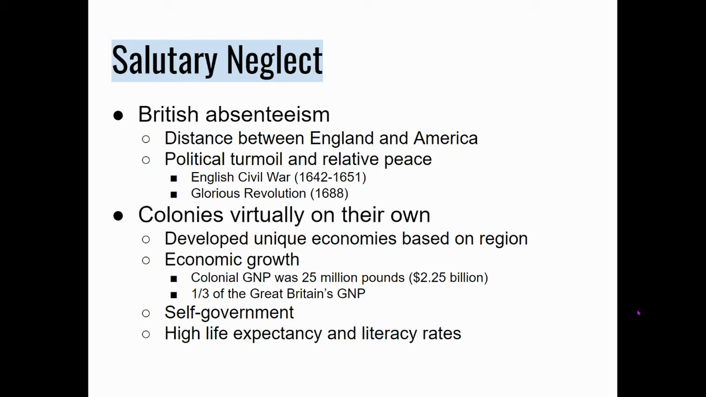The colonial gross national product, which means the total value of goods and services produced in a country within a year, is tremendous. It equates to 1/3 of all of Great Britain's GNP for an entire year. So they're really producing a lot and they're a valuable commodity. They also have experience with self-government through things like the Virginia House of Burgesses, and they have higher life expectancy and literacy rates than many people in England.